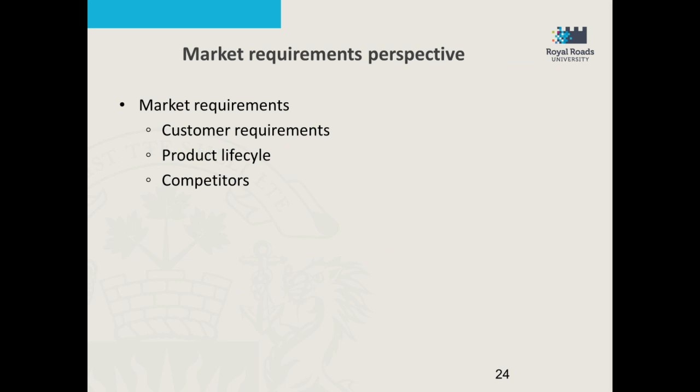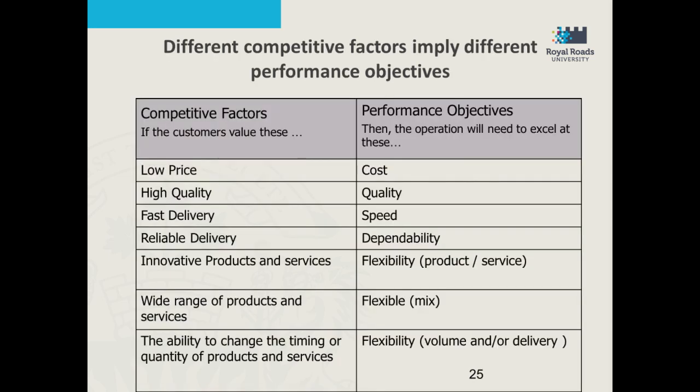Market requirement perspective. In terms of market requirement perspective, we can divide market requirements into three different categories: customer requirement, product life cycle, and competitors. So you need to understand what are the customer requirements. And based on that, you will prioritize the performance objective. You need to understand product life cycle, and you need to understand your competitors and what they are doing. And based on that, you will also prioritize your performance objectives. So let me start with customer requirement.